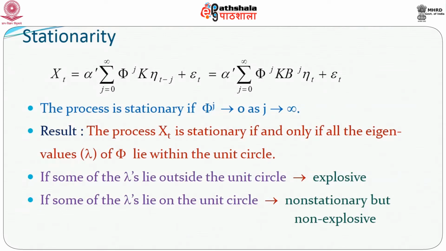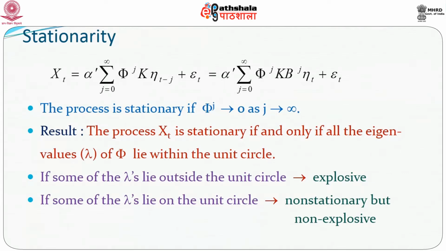But if just some of them are outside the unit circle but not on it, we have a special case of explosive model, and if some of them are on the unit circle but not outside, then we have a non-stationary non-explosive model. Only when all of them are within the unit circle do you say that the process is stationary, and this condition translates to the fact that phi to the power of j goes to 0 as j tends to infinity. So, that is the condition of stationarity of a state space model.